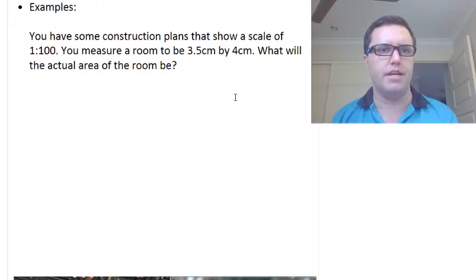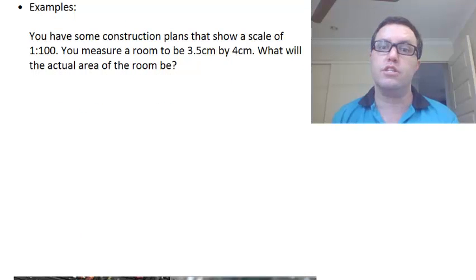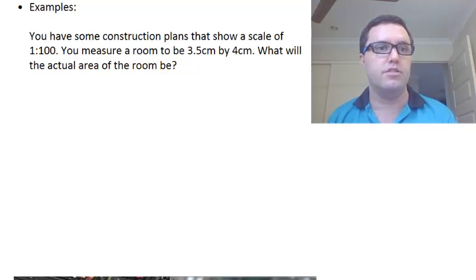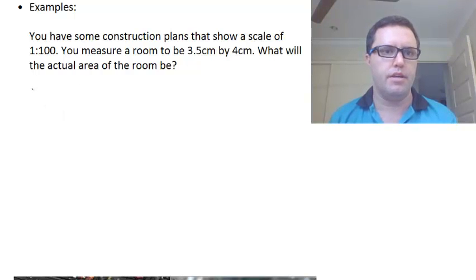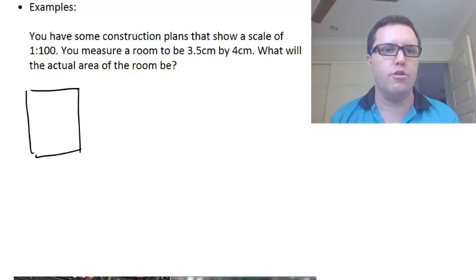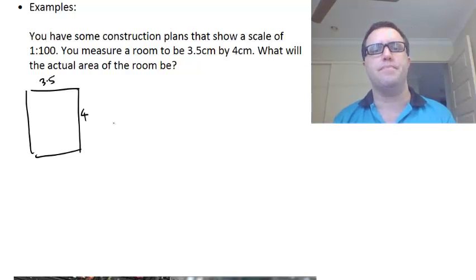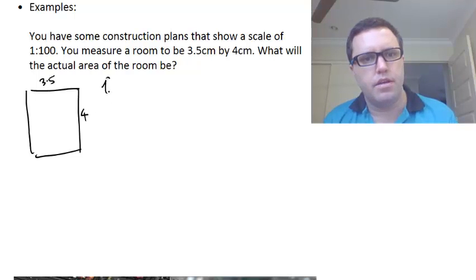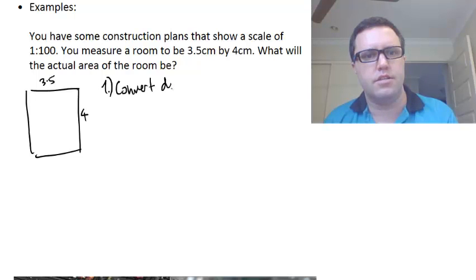Let's have a look at some examples now. Pretend you have some construction plans that show a scale of 1 is to 100, and you measure some room to be 3.5 centimeters by 4 centimeters. What is the actual area of the room going to be? If we pretend that here's our room and it's 3.5 centimeters we measure, and this measures 4 centimeters, what is our actual area going to be? The first thing we're going to do is convert the scale, the distance, okay?